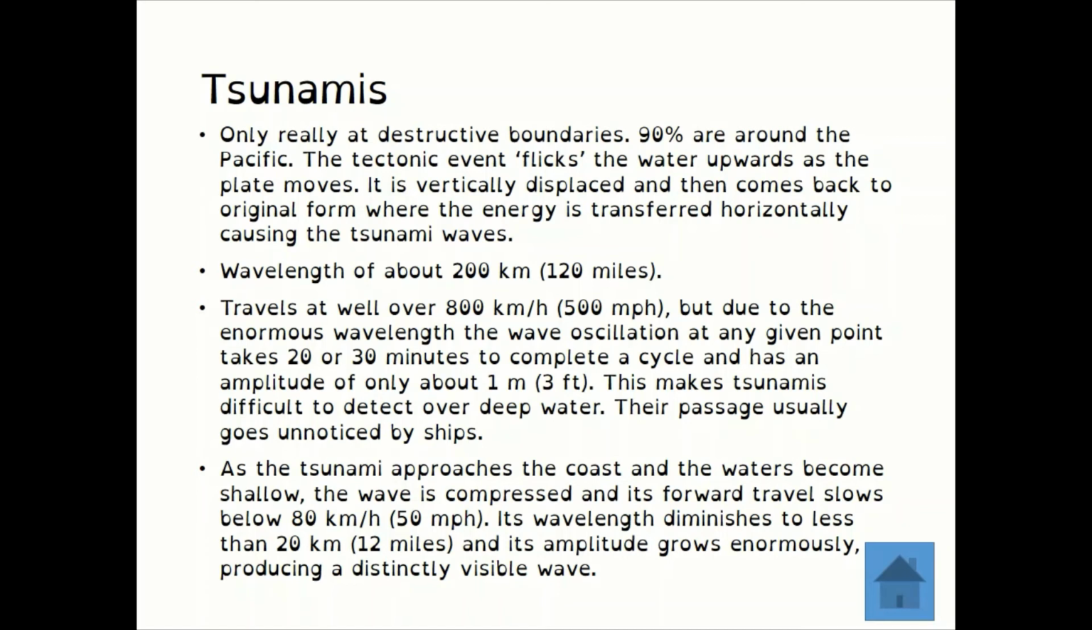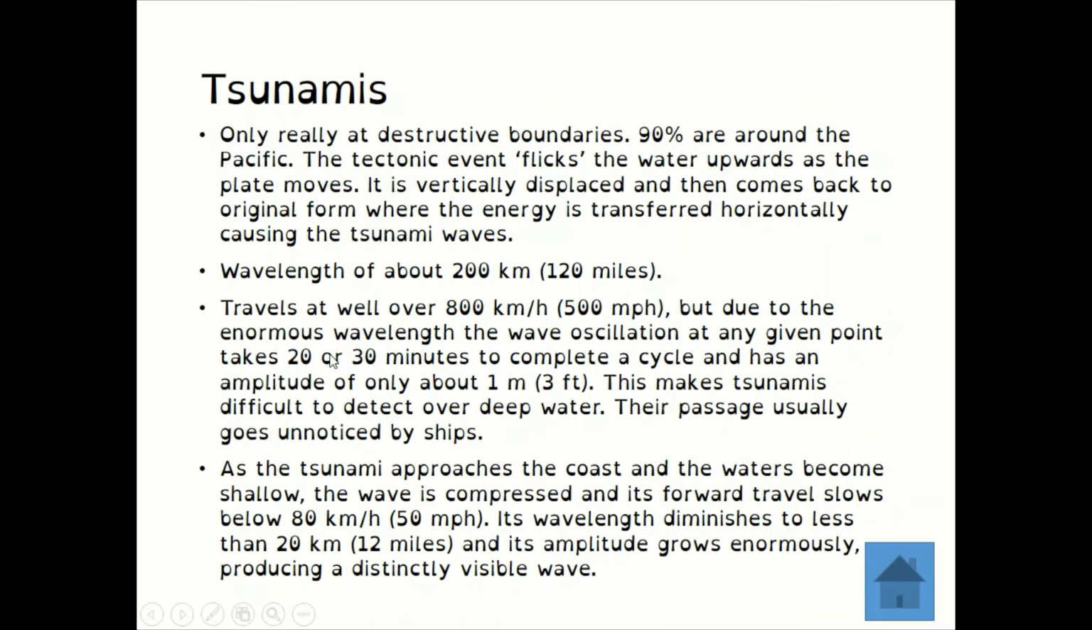So that raising in the water level at that certain point then has energy as it moves back down to its original level, and that energy is then transferred horizontally, leading to these tsunami waves. Now they are very different to your normal destructive waves. They are huge. The wavelength of these is 120 miles compared to normally a few meters in a destructive wave, and they can move at 500 miles an hour.